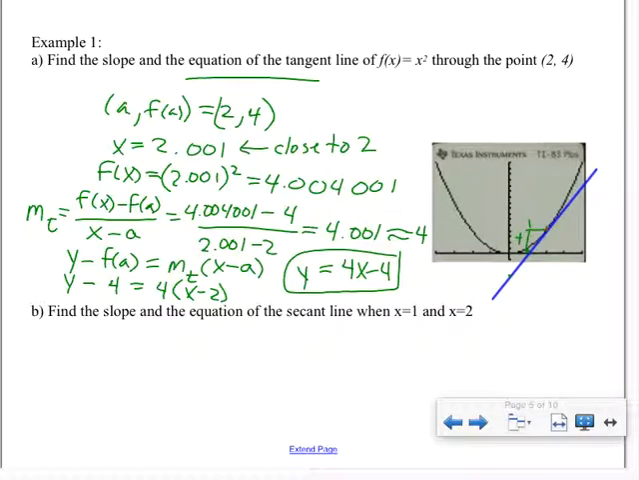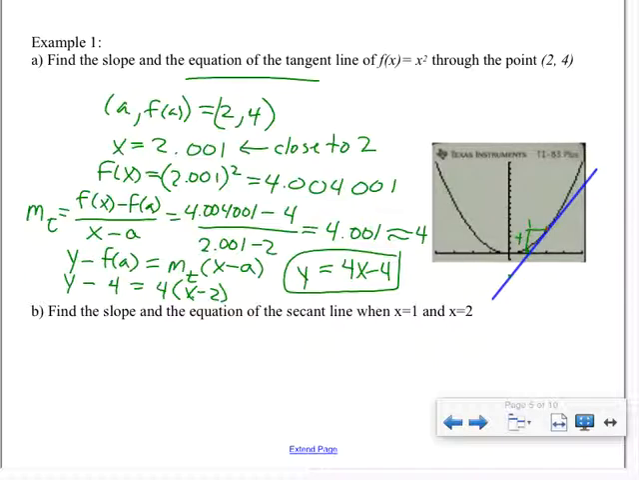And look at our graph. Doesn't it seem like it's going to hit the y-axis at negative 4? We already found our slope is up 4 over 1. Okay, so there you go. Think about it algebraically: 4x minus 8, and then if you add 4 to the other side, it's just simplification from there. Now let's do a slope of a secant line, and let's notice the difference.